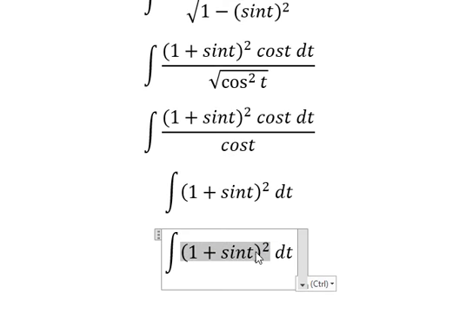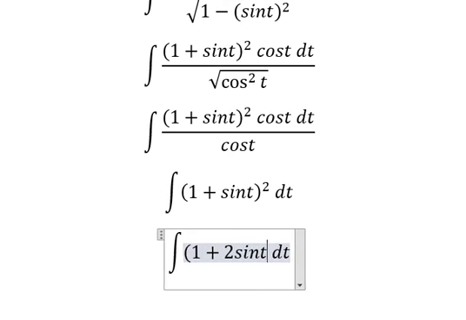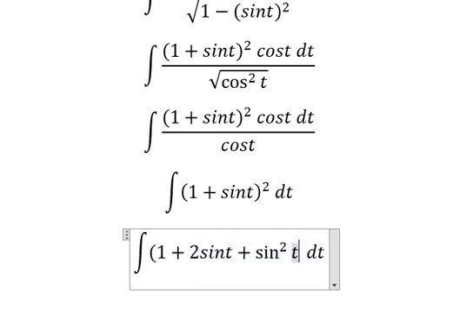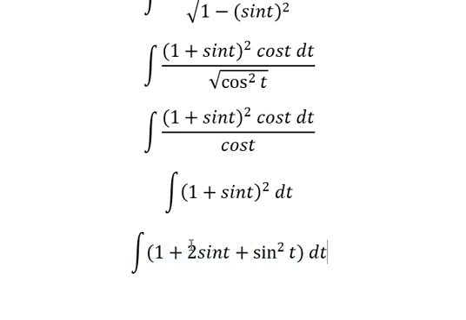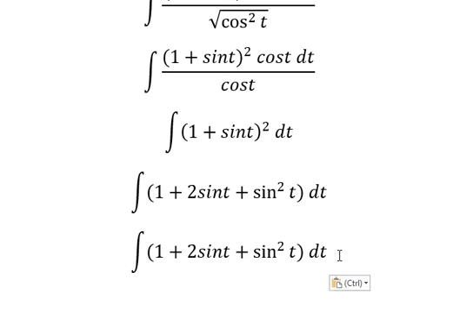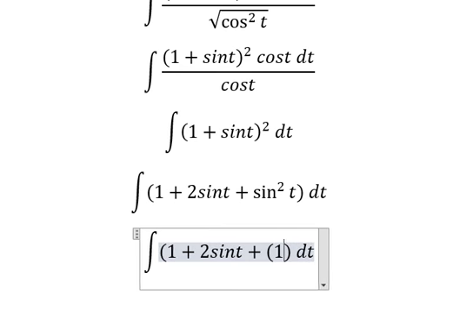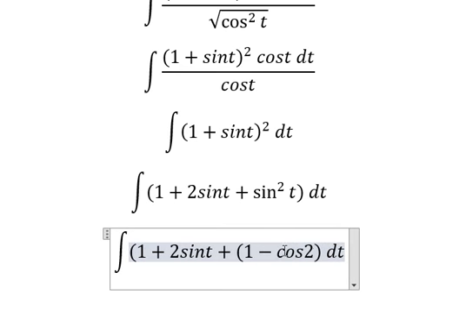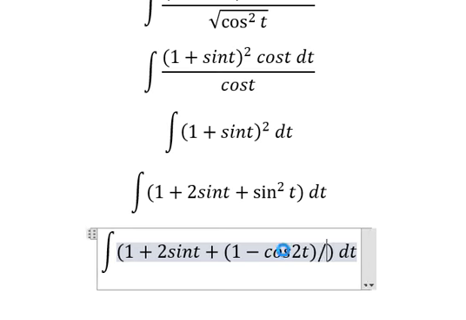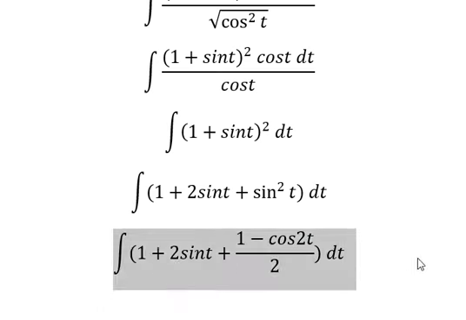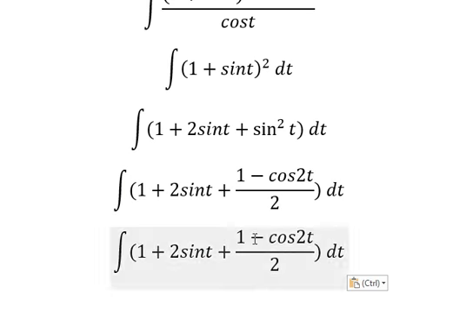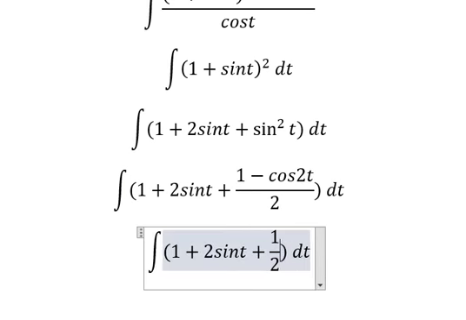Next, we need to expand this one. And we have 1 plus 2 sine t plus sine t square. So sine t square is 1 minus cosine 2t over number 2. And now we can put it like this.